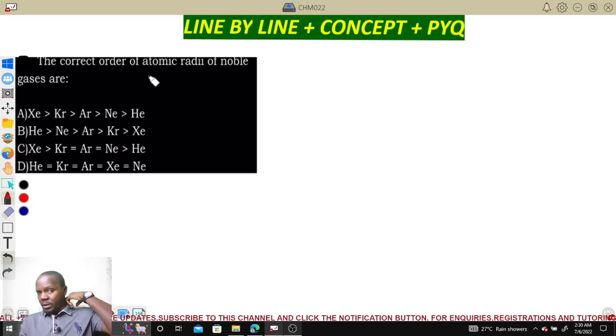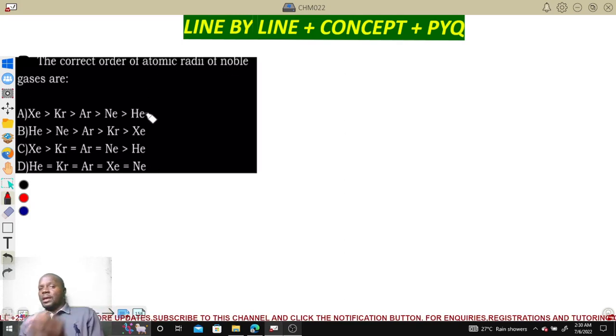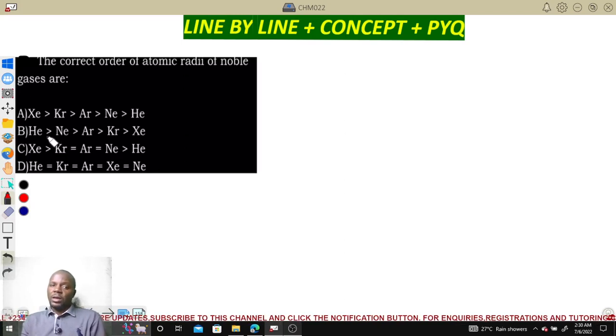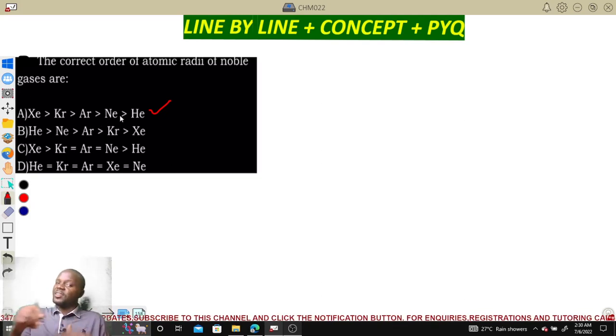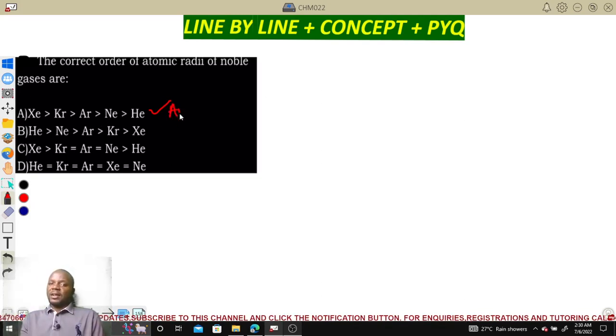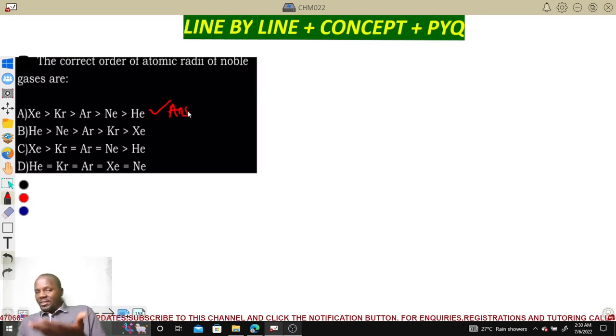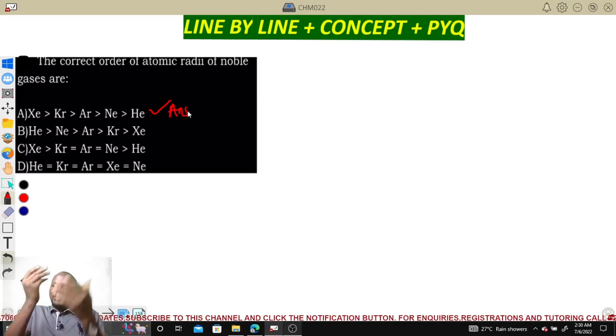The correct order of atomic radii of noble gas is what? You know, it increases down the group. So helium is less than the rest. It will start from the last member. So it should be xenon is greater than krypton, greater than argon. You understand? It should be the opposite of the ionization enthalpy. So that is the answer to this. Just start from the one that is at the bottom, then you move upward.